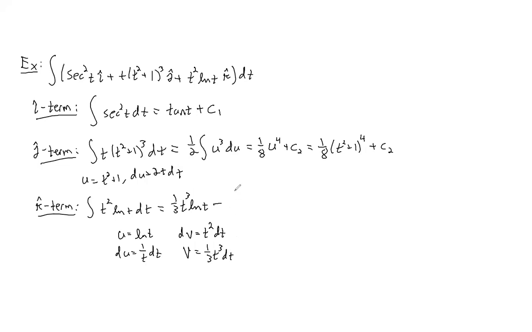minus the integral of v du in this case, so minus 1/3 integral of t squared dt. It's t cubed over t, or just t squared. So this one's much easier to work with. 1/3 t cubed ln t minus 1/9 t cubed. That will give us the 1/3 t squared plus c3.